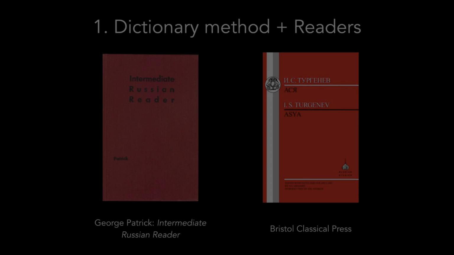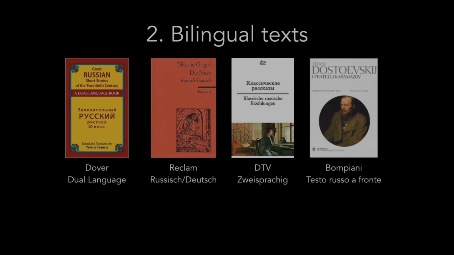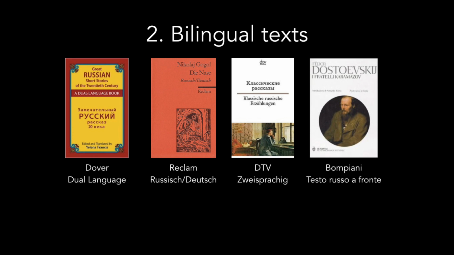The second method that you can use to acquire a good reading knowledge of Russian is bilingual texts. You can use this instead of or in conjunction with the dictionary method. You first acquire a number of bilingual texts with faithful translations. You begin by comparing each sentence in the original with the translation.